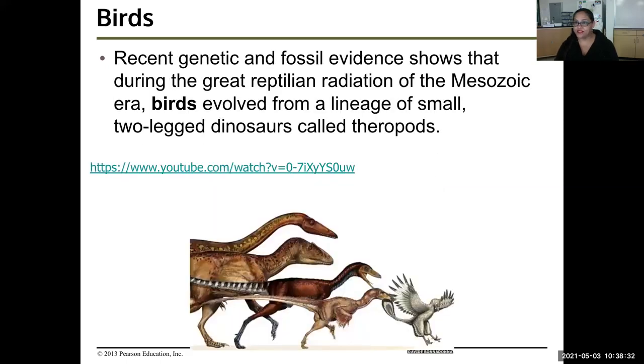Birds are the next class that evolved, or the next phylum that evolved. No, class. Sorry, they're all phylum Chordata. Recent genetic and fossil evidence show that during the great reptilian radiation of the Mesozoic era, birds evolved from a lineage of small two-legged dinosaurs called theropods. So modern birds are the descendants of a certain type of dinosaur.